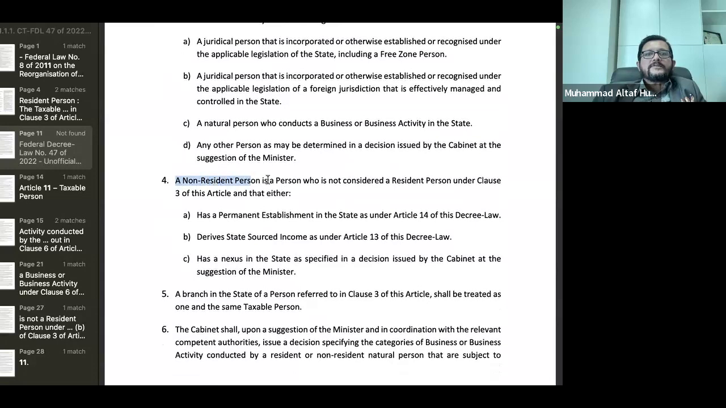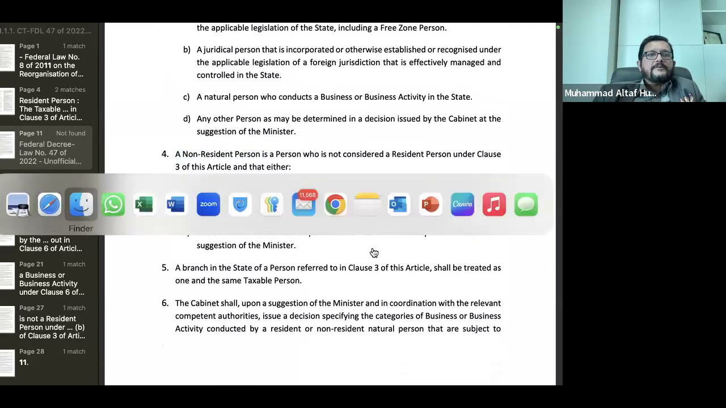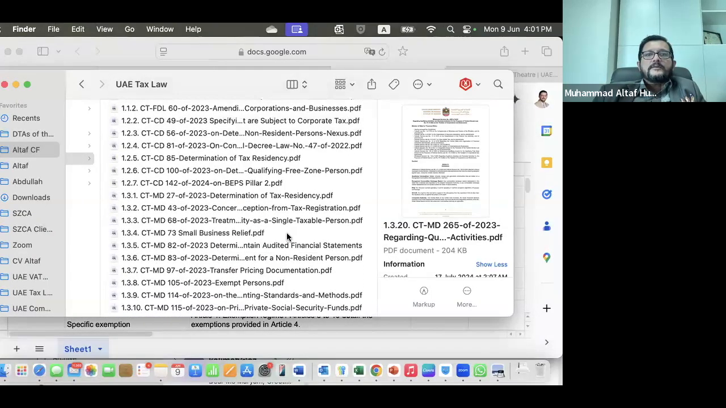So this is taxation of non-resident person. Has a permanent establishment in the state or derives state sourced income, so has a nexus in the state, right? And they have alluded to a decision. If you look at the decision issued by the cabinet at the suggestion of the minister, there has to be a cabinet decision on nexus. So let us have a look at the decision on nexus. There would be a cabinet decision. Okay, it will be here.